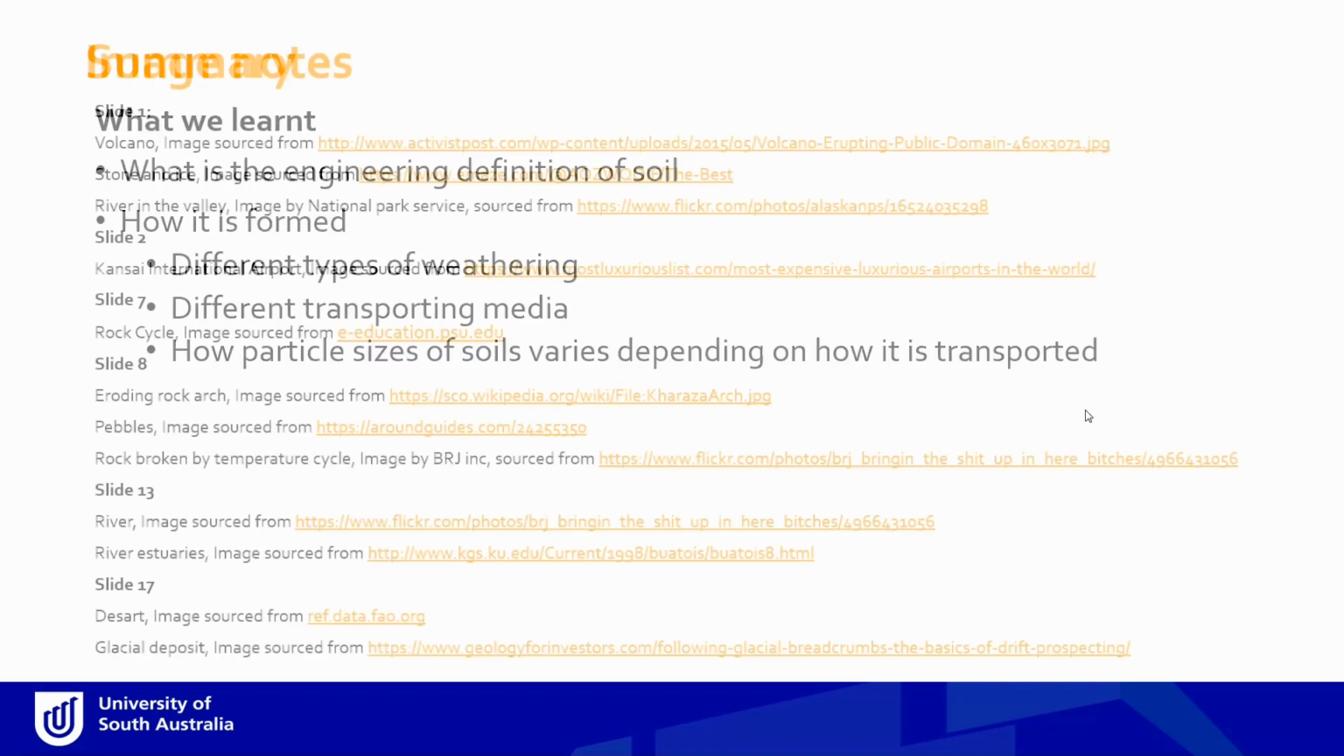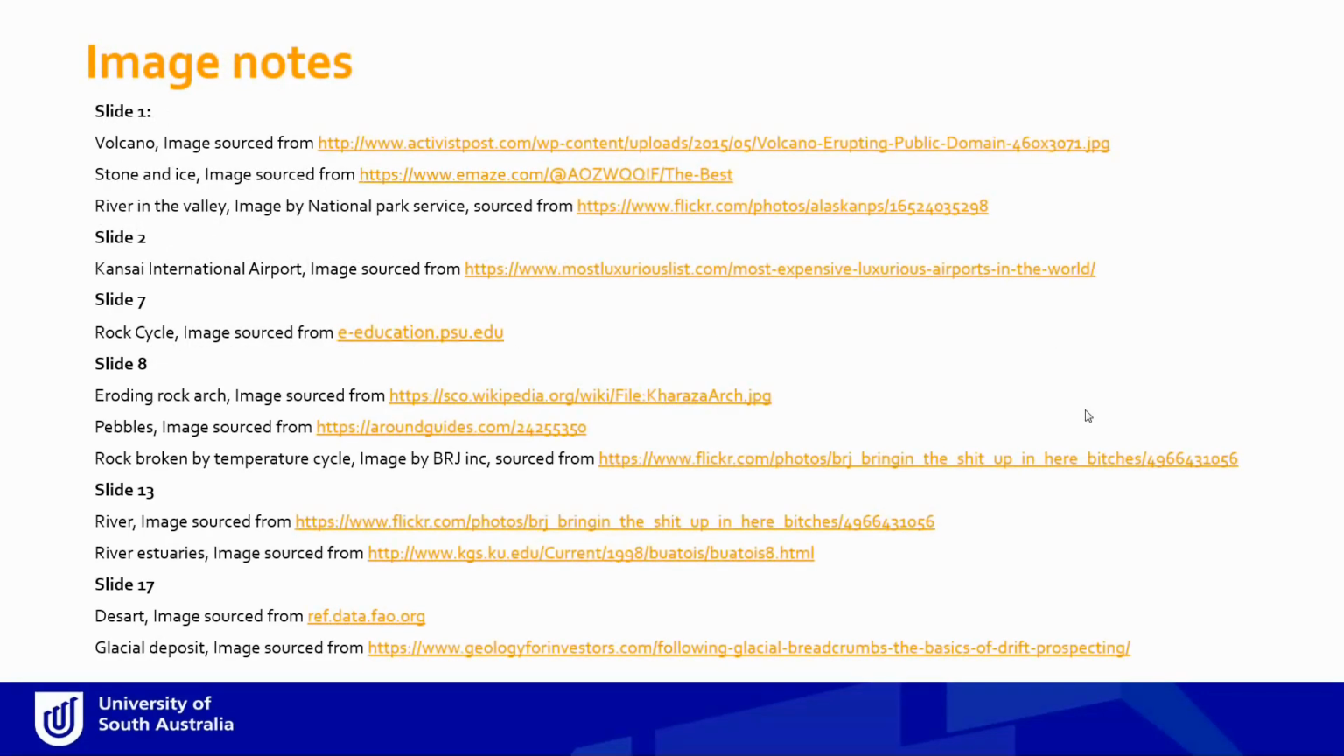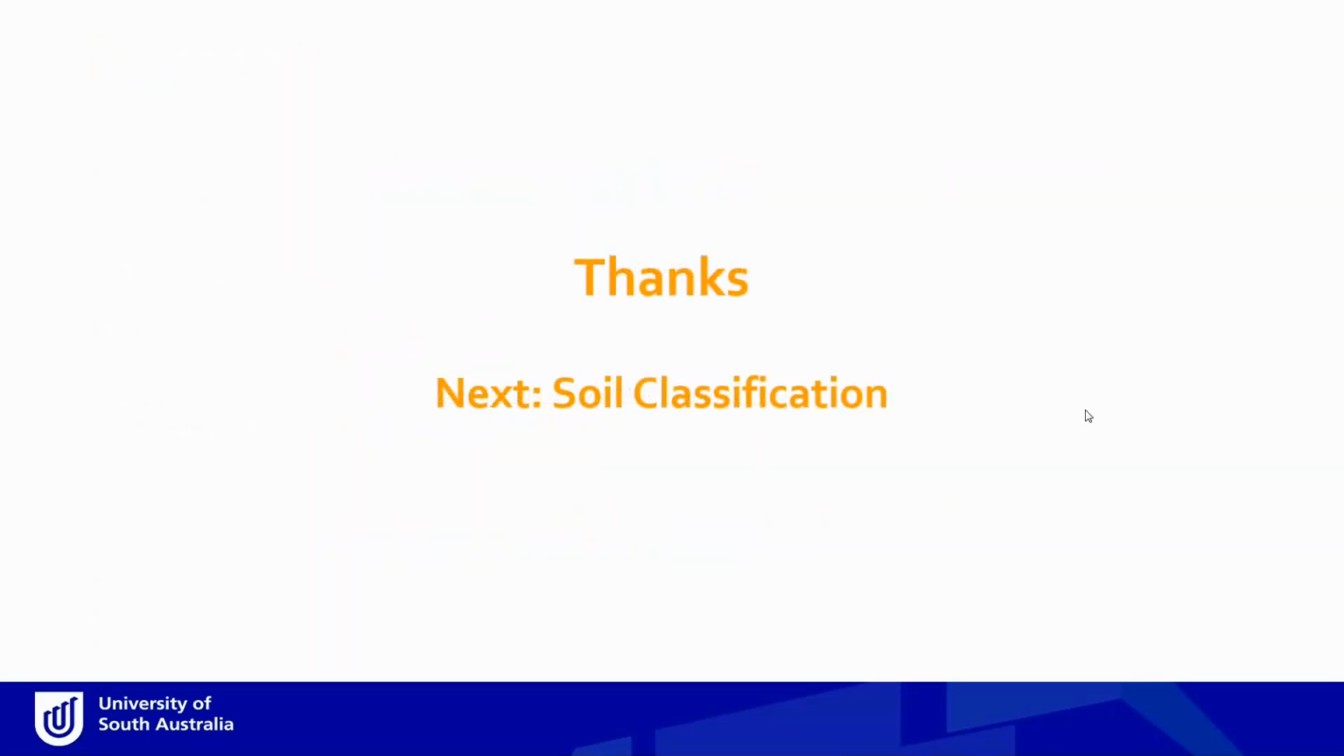I'll leave it here. Here are some image notes, the sources of images that have been used in this lecture. In the next topic, or next video, we'll be learning about how we classify the soil.